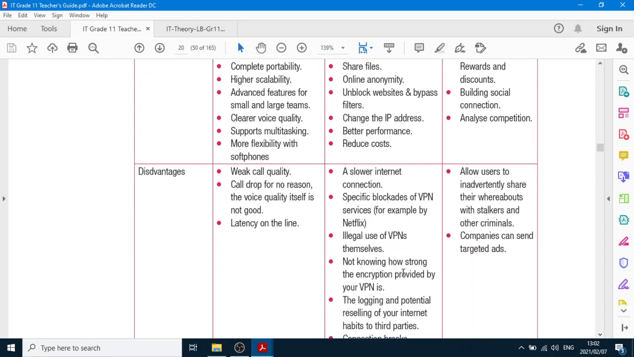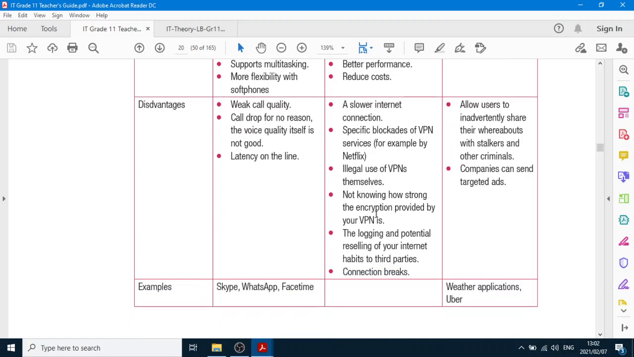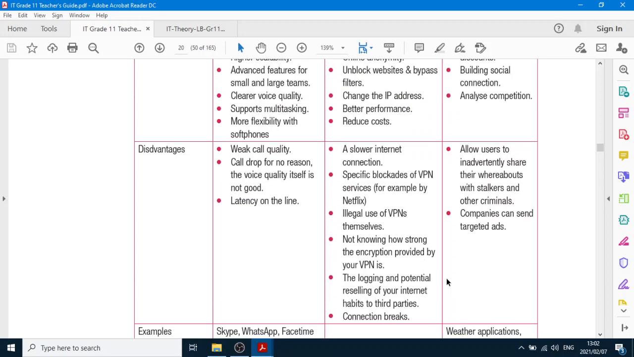Disadvantages of VPN: slow internet connection, blockades of VPN services, for instance Netflix. Illegal use of VPNs themselves: yes, that can be illegal unless you're paying for one, then you're not actually doing anything illegal. But any free VPNs, you know it's illegal. Not knowing how strong the encryption provided by your VPN is, whether it's secure or not. Logging and potential reselling of your internet habits to third parties, connection breaks.